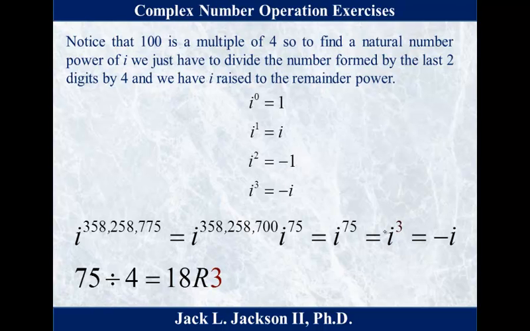So i to whatever this huge power is, the only thing that really matters is the last 2 digits. So that's the same as just i to the 75th. And then divide that by 4, I get 18 remainder 3. The only thing that really matters there is the remainder. So i to the 75th is i to the third. And of course i to the third is negative i. And there we go. So we can do i to any power.